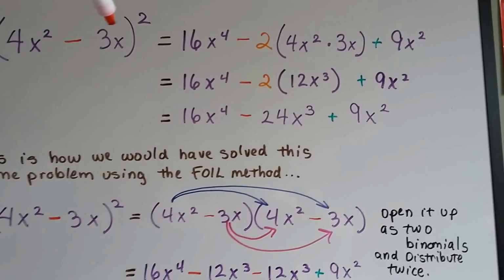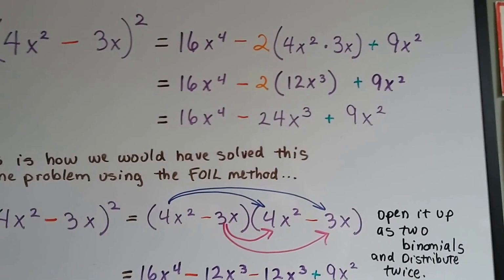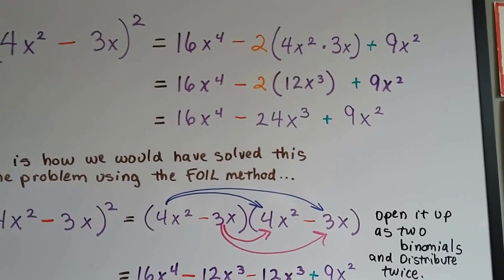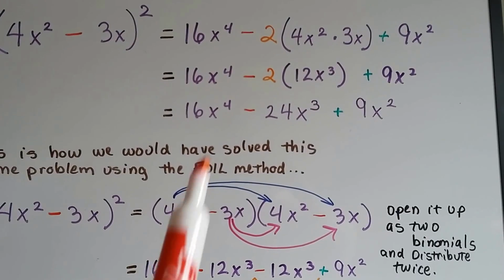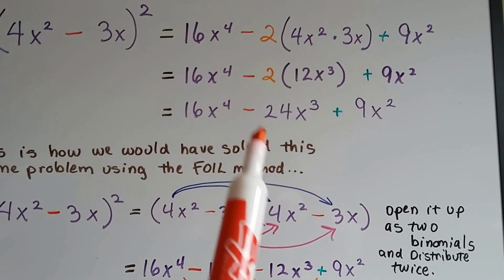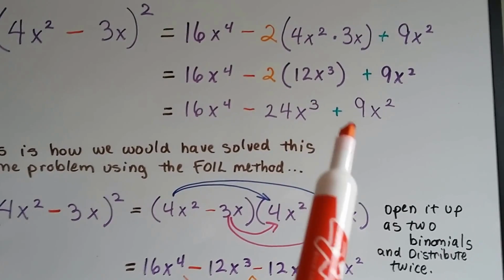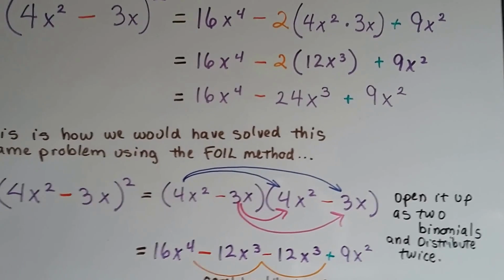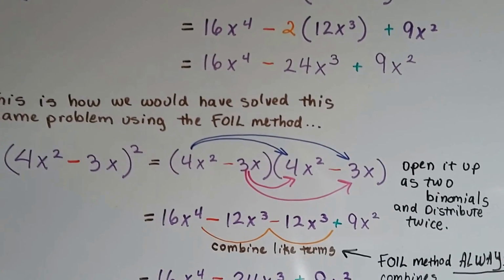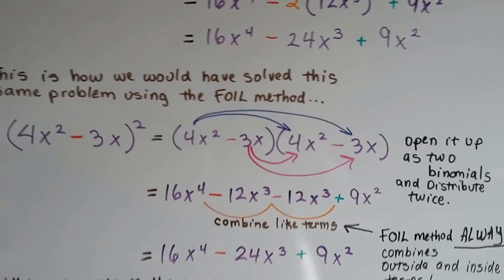And then we're going to square this last guy, and 3 times 3 is 9, and x times x is x squared. So our final answer is 16x to the 4th power minus 24x to the 3rd power plus 9x squared. See? Now, this is how we would have solved this same problem using the FOIL method.